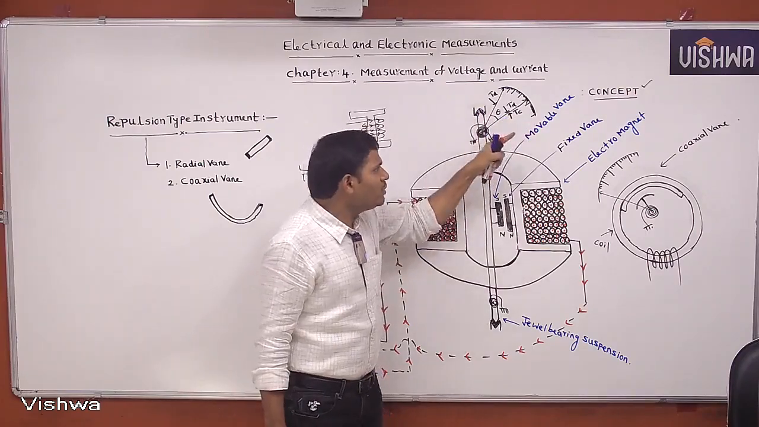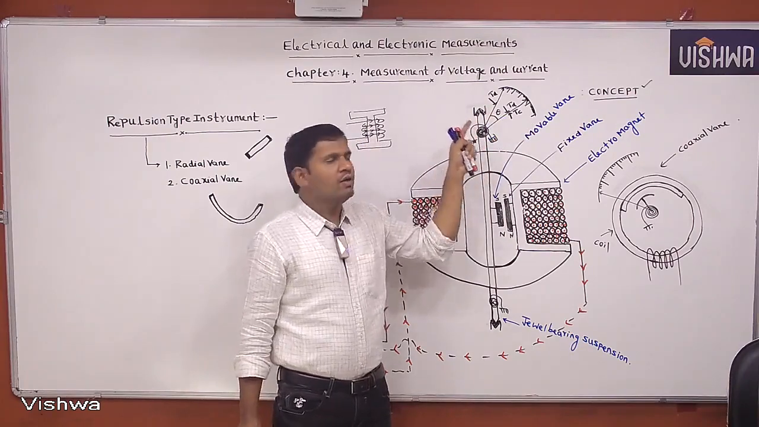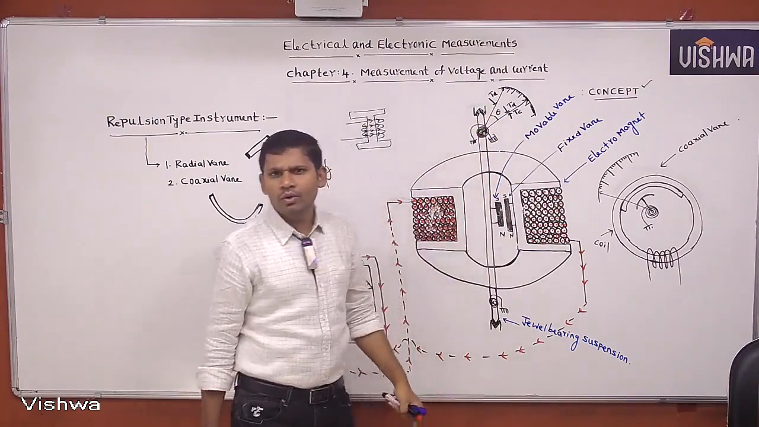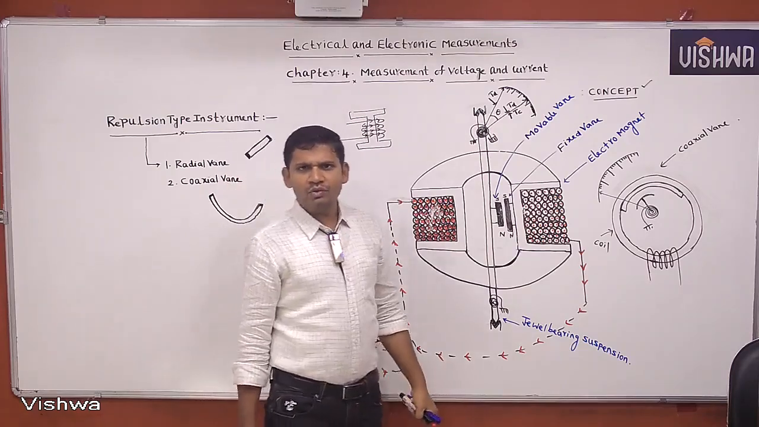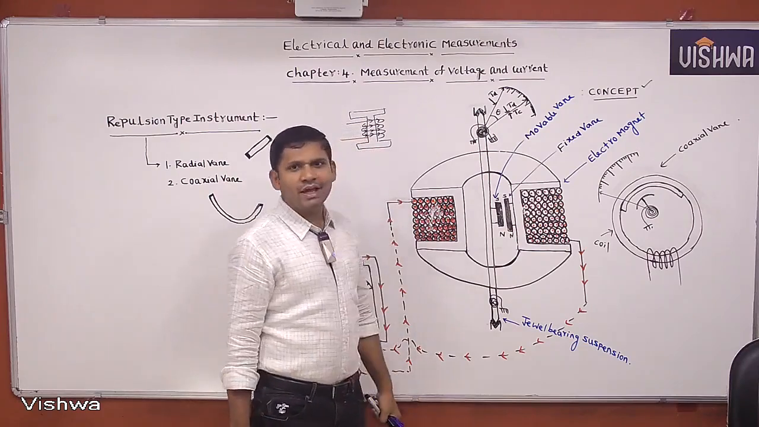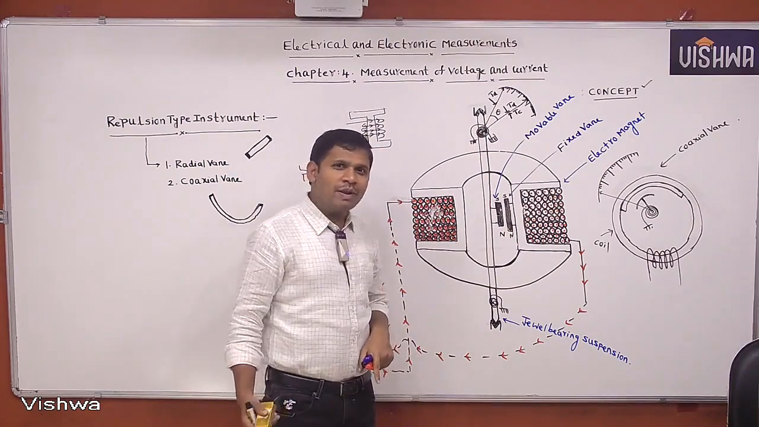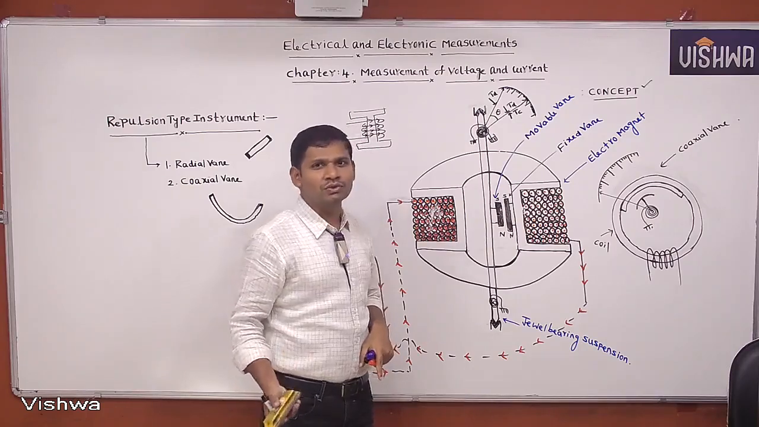When the pointer is moving on the scale, the spring is wound in the opposite direction. Whenever deflecting torque equals controlling torque, the pointer comes to the steady state. Okay, this is the operation of the repulsion type instrument. It is a radial vane type. Here the principle is based on which one? A repulsive force.